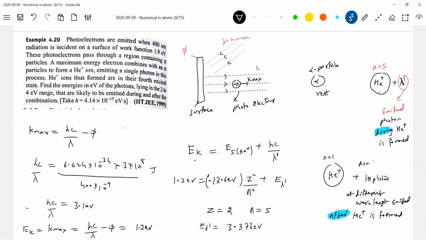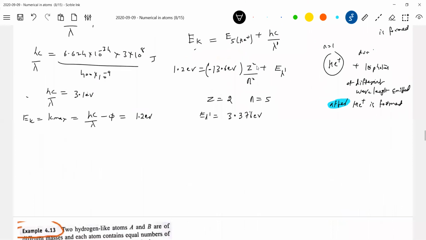After this, again, you have to check whether any photons lie in this region because it undergoes de-excitation. For that, there's no other way. If you have the energy level diagram of helium plus, then you can manage. How many photons will lie in this region of 2 electron volt to 4 electron volt? So 3.376, I think we can take it. This is emitted during, then after, again you have to check whether any photons lie in this one. So for that, you should draw an energy level diagram.